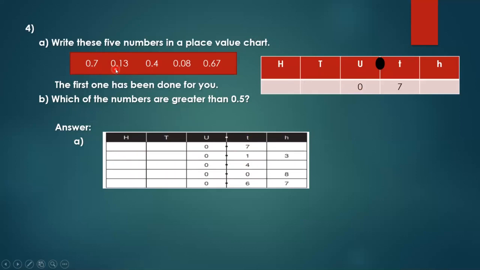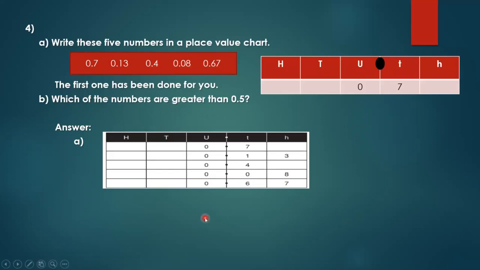Now we will be starting with 0.13. 0.13 means 0 in the unit place, the next number 1 in tenths, and the next will be in hundredths. 0.4 means 0 in the unit place and 4 in the tenths place. Next comes 0.08. There the 0 will be in the unit place, decimal point, after that 0 will be in the tenths place, then 8 will be in hundredths. And the last one, 0.67: 0 will be in the unit place, then the decimal point, 6 in the tenths place and 7 in the hundredths place. This is how you arrange the given numbers in a place value chart.